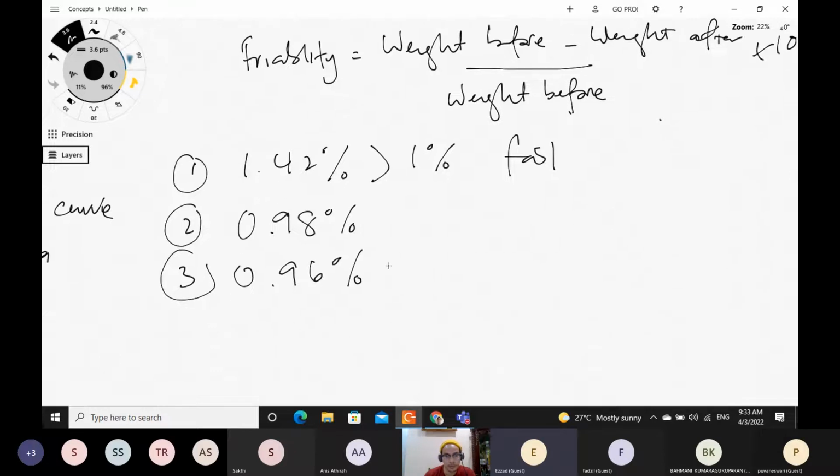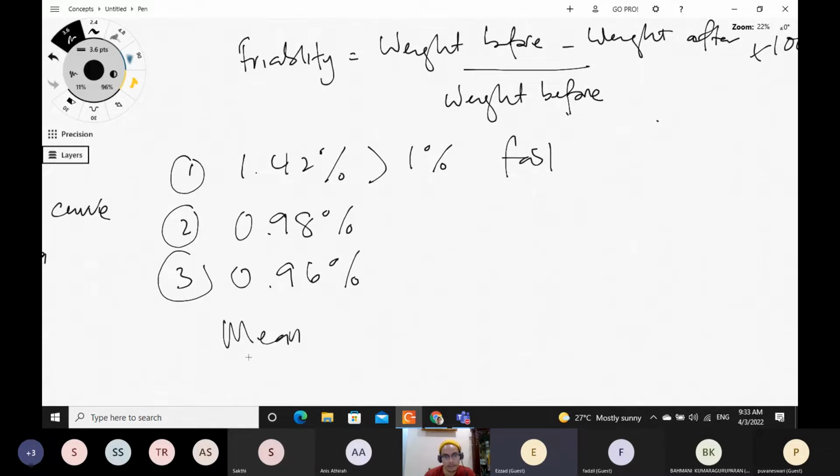So what is the mean? So mean bukan bermaksud average. Mean kalau kamu ada set of data 3 macam ni, this is data number 1, friability test number 1, this is number 2 and number 3. Mean bermaksud data yang terletak di tengah-tengah kalau kita susun ikut order. So as you can see from our data, saya dah susun ikut turutan kat sini 0.96 and then 0.98 dan 1.42. Mean reading is the data yang terletak di tengah-tengah. So 0.98 is the mean.